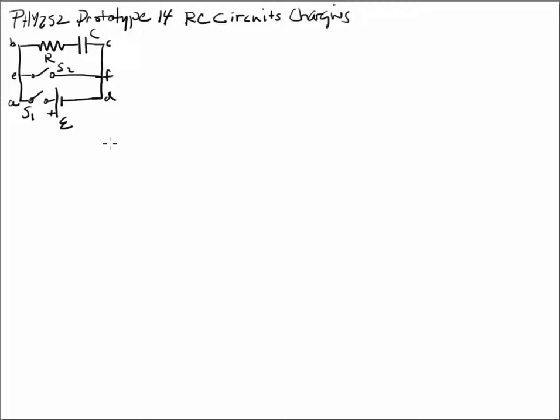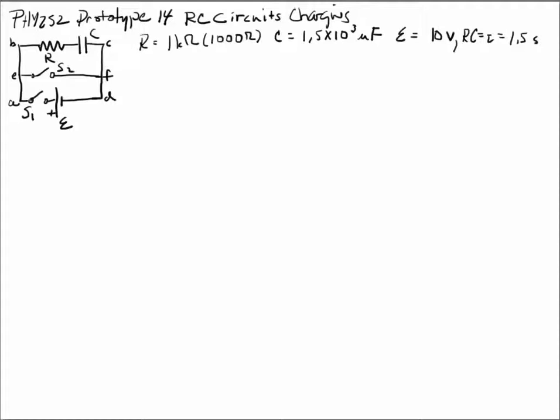I show here the circuit, and I label the EMF, switch 1 and switch 2, the resistor, and the capacitor C. Now in a previous video, we talked about a discharging capacitor. So I suggest that before you look at this one, you look at the ideas we talk about in the discharging capacitor. Notice that I also label each of the vertices A, B, C, D, and each of the nodes E and F.